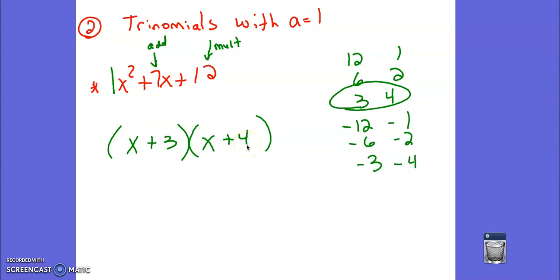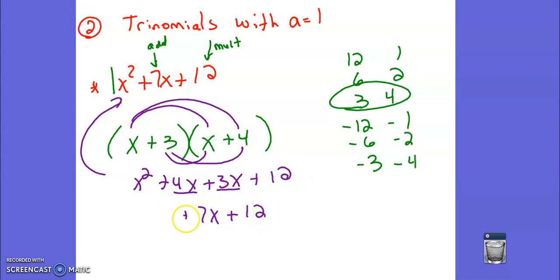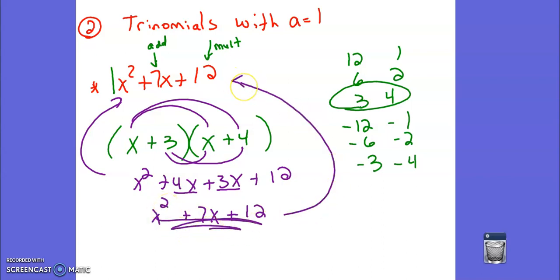Now, if you FOIL this, you will simply end up with the original problem. So x times x is x squared, x times 4 is 4x, 3 times x is 3x, 3 times 4 is positive 12. And notice the 2 middle terms add together to be 7x. So notice this is the original term. So you can always check it by FOILing. So trinomials with A is 1, those are kind of simple as long as your multiplying and adding facts are in order.